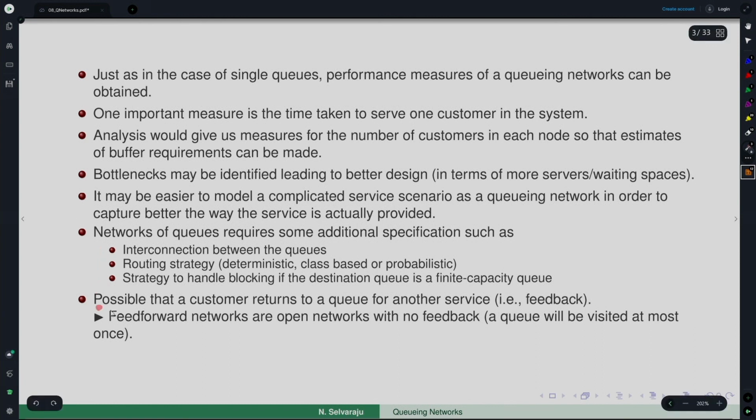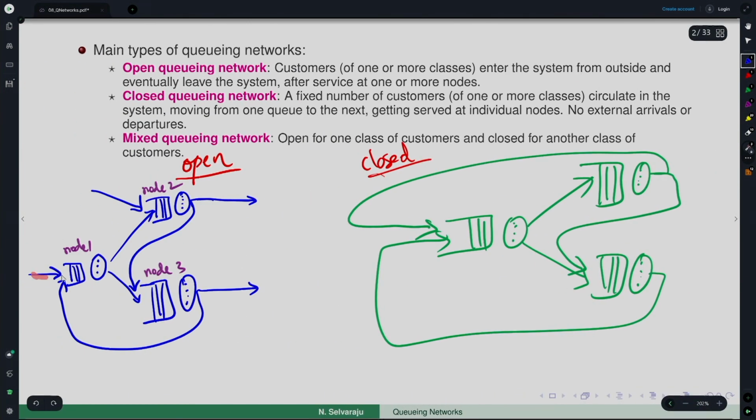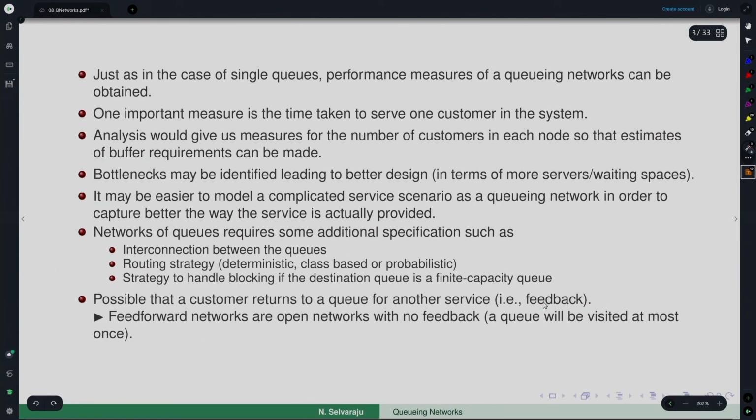Now, in this particular case, it is possible that a customer returns to a queue for another service. It is feedback, right? A customer who comes here will get served here, move here, then again come here. So, there is a feedback here. These are called feedback networks when such a thing happens. As opposed to this, you also have feed forward networks. These are open networks with no feedback. In this case, a queue will be visited at most once. Some nodes a particular customer may not visit, but he will not visit the same node again once he has visited it. Such networks are called feed forward networks.